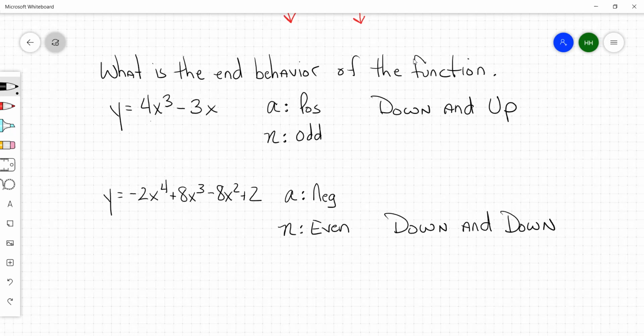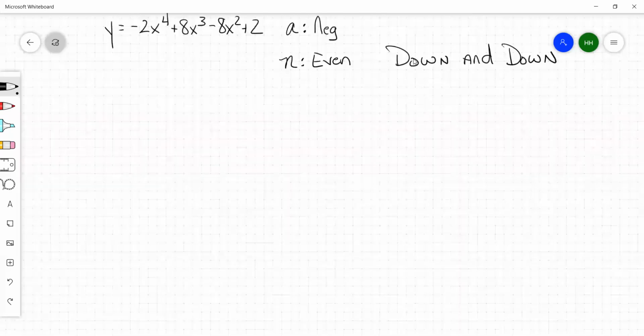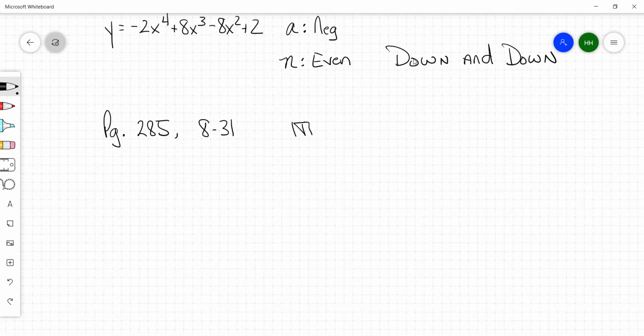So, your assignment for today, page 285, 8 through 31. That's going in the basket. Or you're going to email a pic.